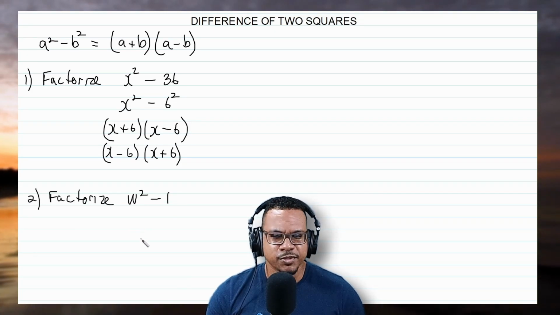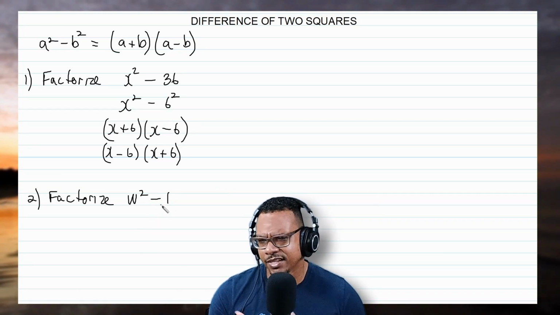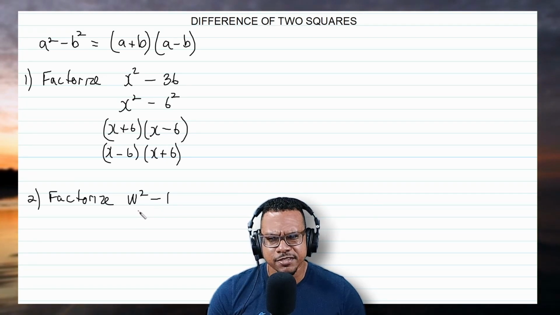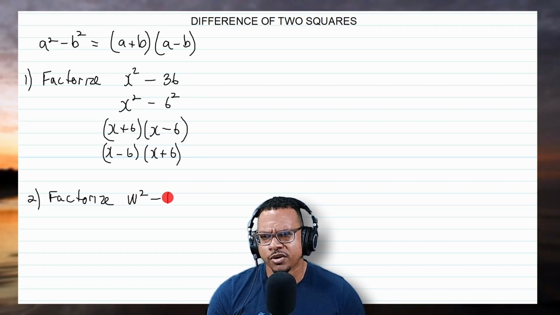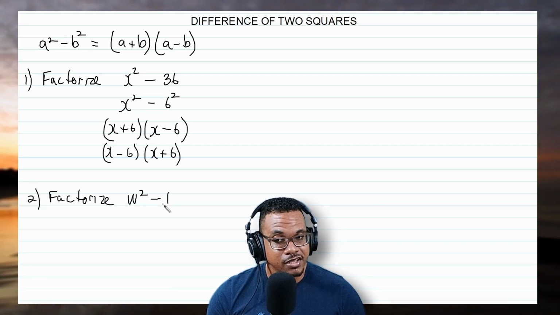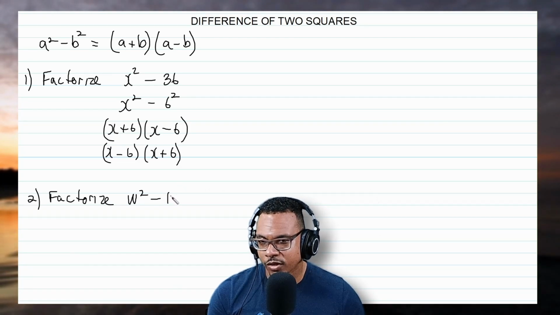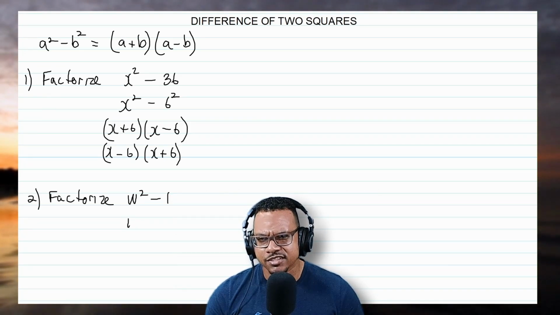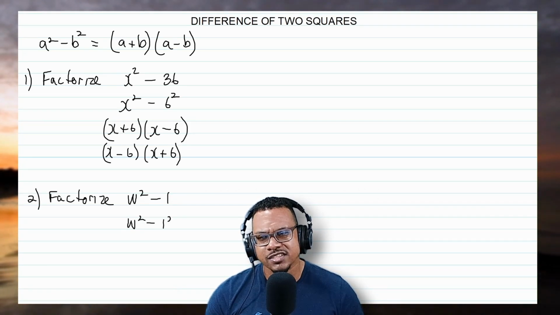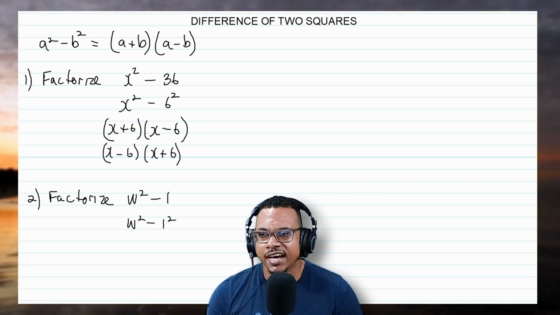Now, this is an interesting question because some students like to look at this and say, well, this is not a difference of two squares because, yeah, you have w squared here, but 1, what squared is 1? Well, you could write 1 as a square number because 1 squared means 1 by 1, which is still 1. So this could be written as w squared take away 1 squared, because 1 squared is 1.